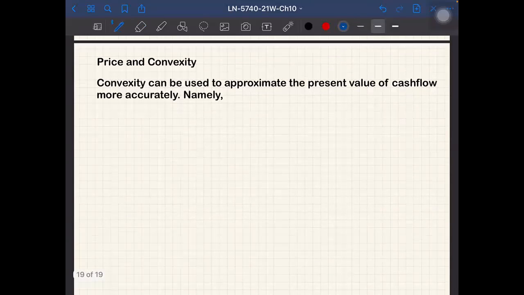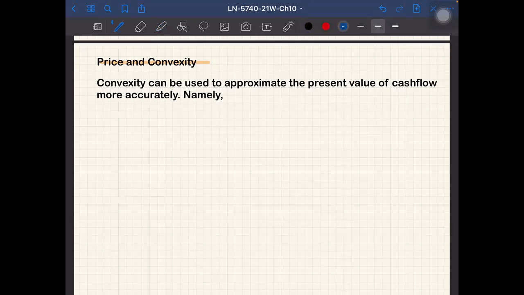Okay, another remark is on the price and the convexity. We introduced convexity motivated by approximating price with the second order approximation. So convexity can be used to approximate the present value of the cash flow more accurately than just using duration.